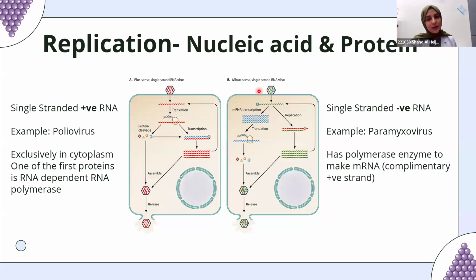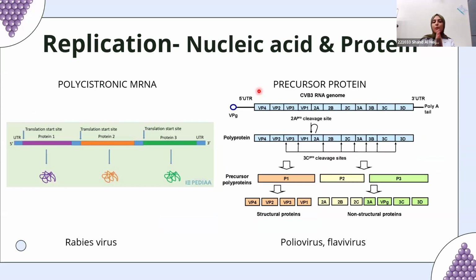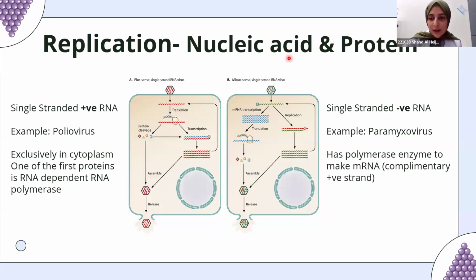This is for the nucleic acid. Now for the proteins. To make proteins, again, you need to translate the mRNA. Now, if we have many proteins to make, you can either have positive single-stranded RNA or negative single-stranded RNA.